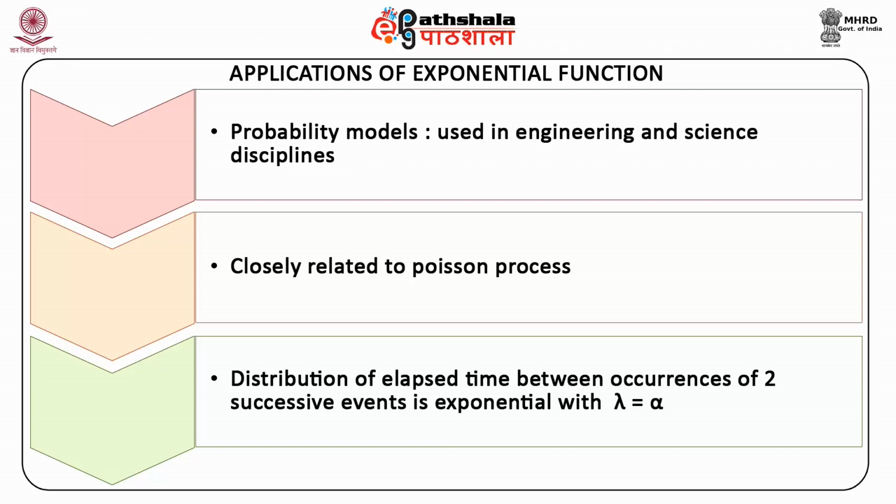Given a Poisson distribution with parameter alpha t, where alpha is equal to the expected number of events occurring in 1 unit of time and t is the time interval length, and the numbers of occurrences in overlapping intervals are independent of one another, then the distribution of elapsed time between the occurrences of two successive events is exponential with parameter lambda equal to alpha.